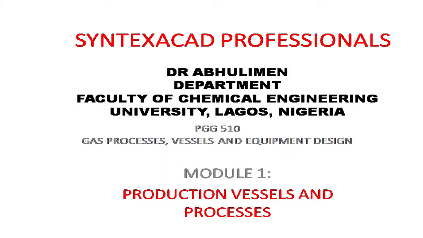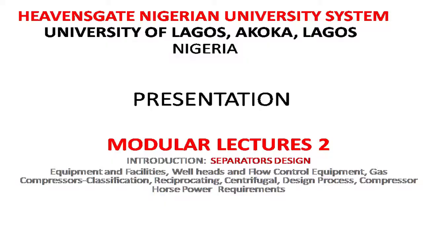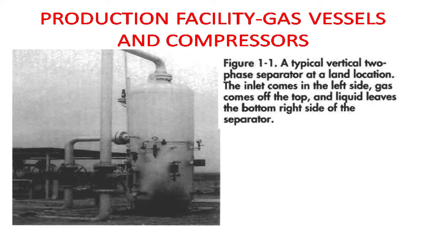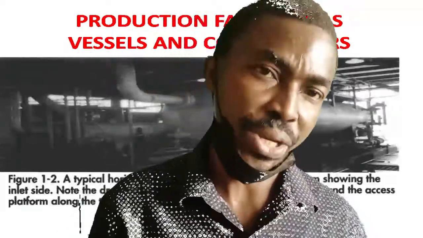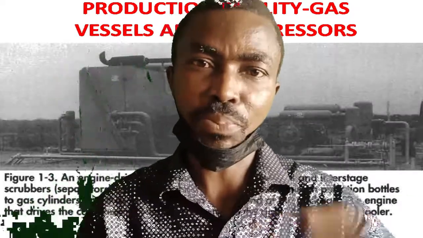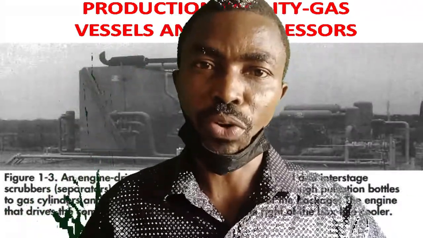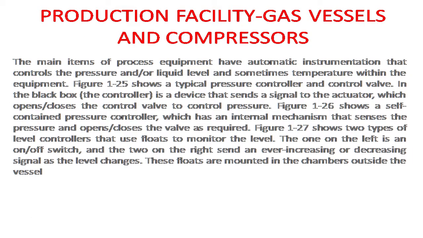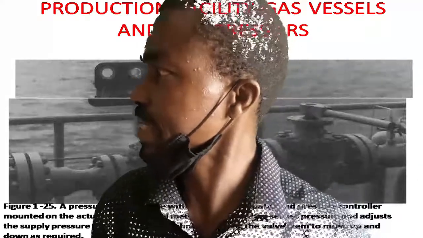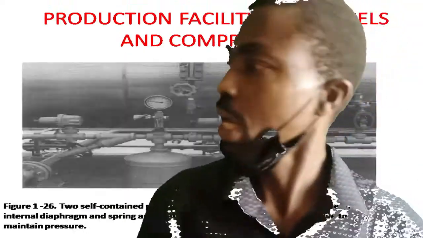In this module, we're going to be looking at the first lecture for this course, which is process vessels and processes. We're going to be looking at separators and how oil and gas are produced from the ground, taken through the Christmas tree, and separated in the separators, and then go to various process vessels for processing before eventually being taken out. That is shown on my slide here: production facility, gas pressure vessels and compressors.